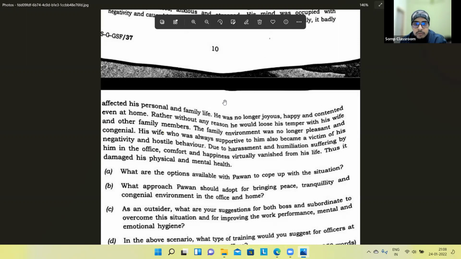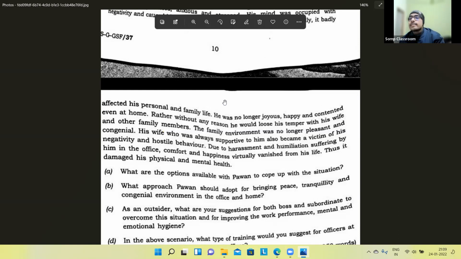His wife was also affected. So all this background, only these stakeholders, office, personal life, you can mention. In office, senior, colleagues; at home or personal life, wife, children, other family members. Okay, society. Fine. Now stakeholders are done, issues are done. Now we have to deal with the question.